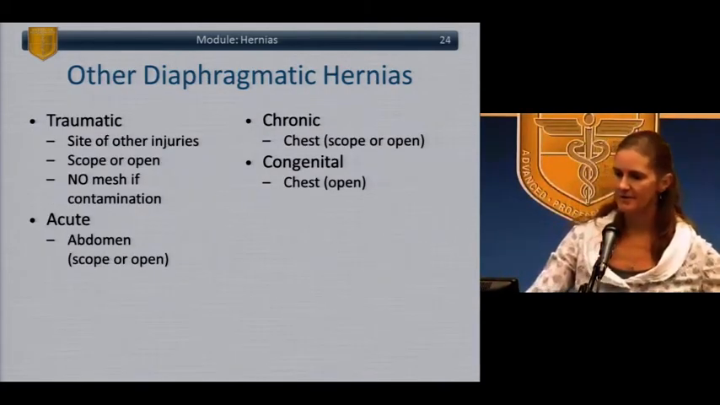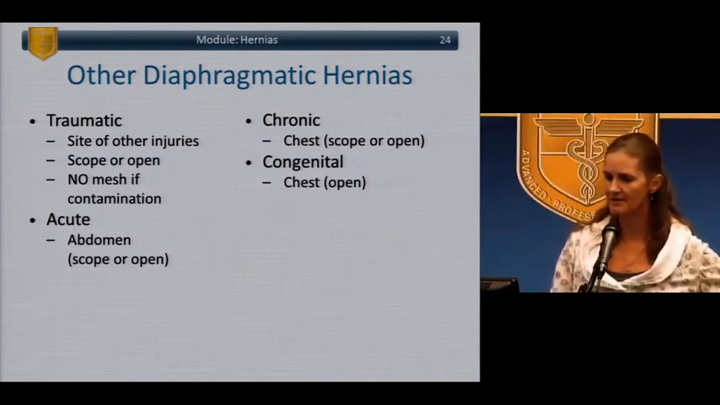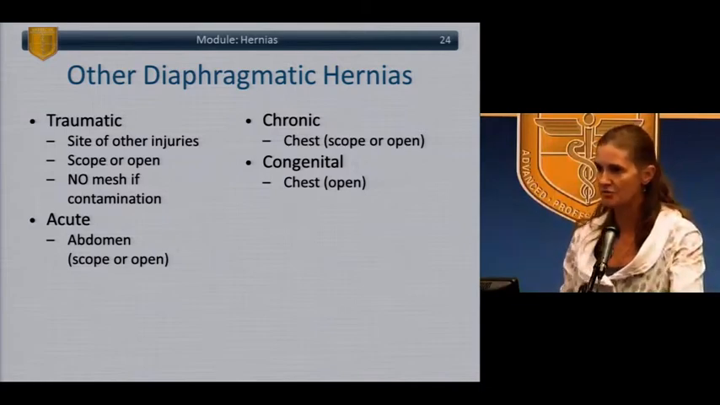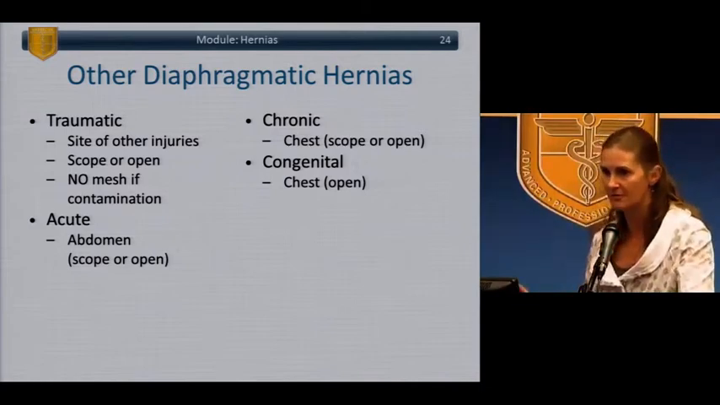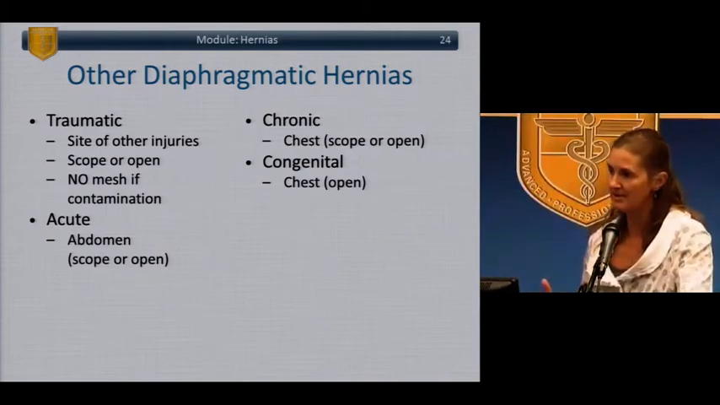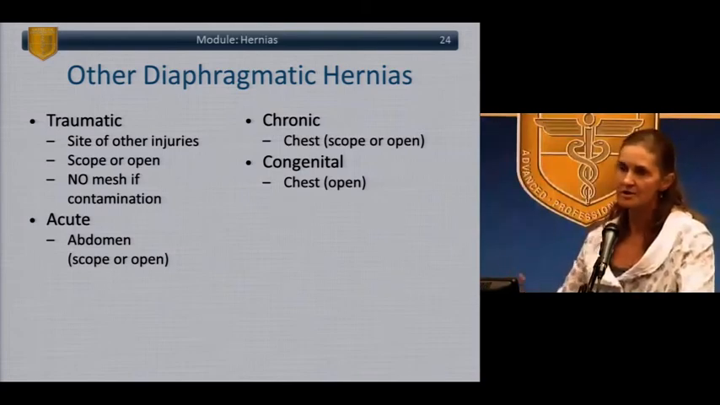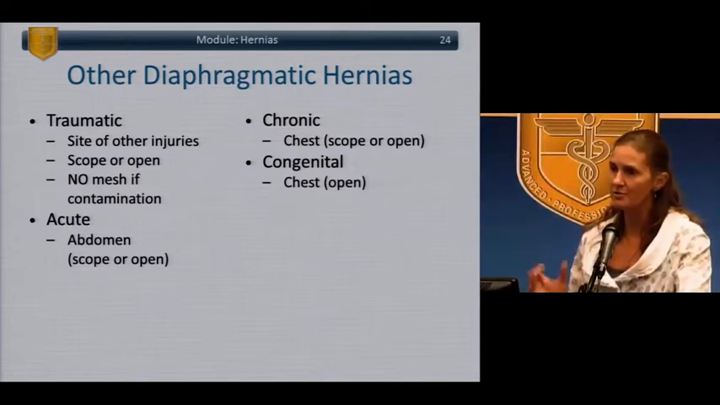Other diaphragmatic hernias. There's traumatic hernias and then there's congenital hernias. The traumatic hernias are generally discovered at the time of the trauma itself, but can be discovered later. So at the time of the trauma themselves, these can be repaired laparoscopically. It's, at the time that you're in there looking at other injuries, as long as those other injuries are controlled, you can go ahead and fix that diaphragmatic hernia at the same time.